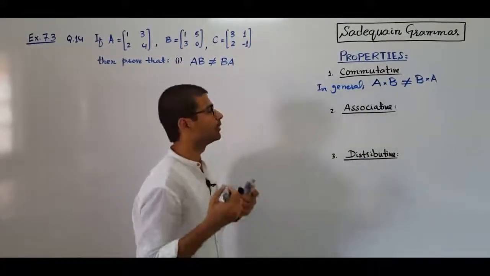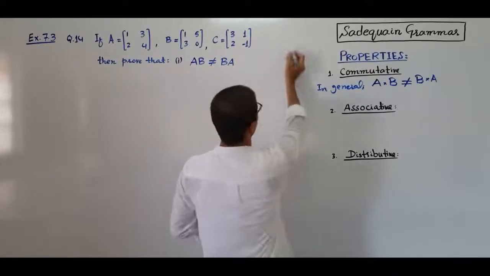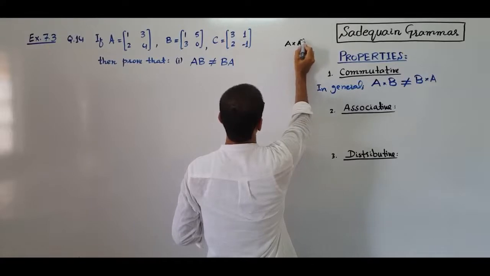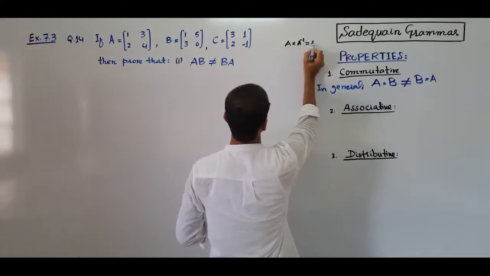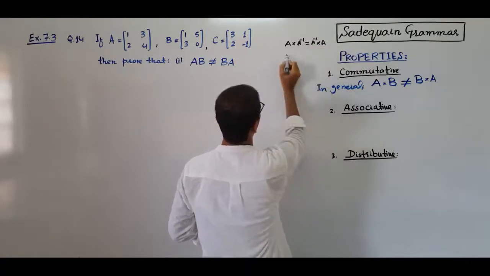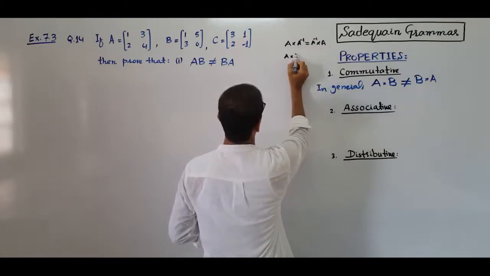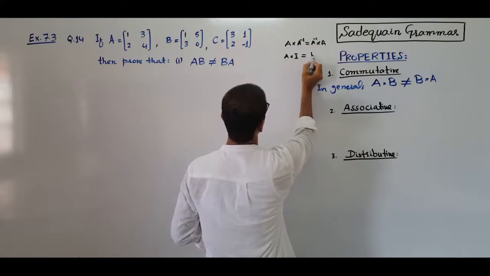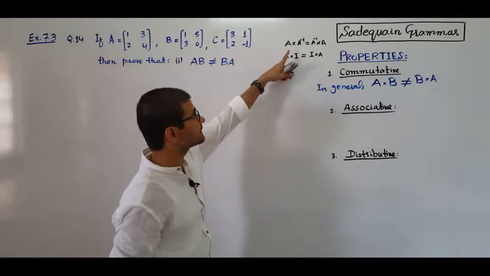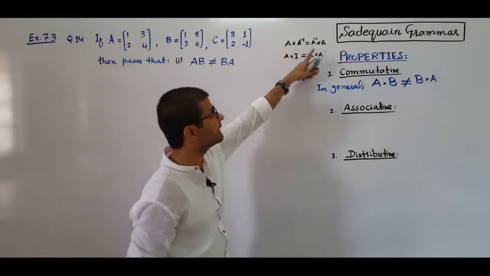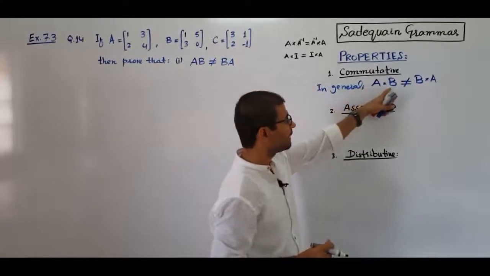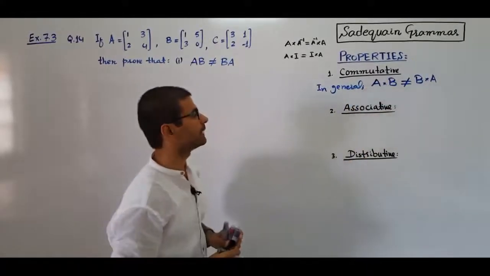In the next video, you will see if A multiplied by A inverse is equal to A inverse multiplied by A, or A multiplied by the identity matrix is equal to the identity matrix multiplied by A. In specific cases, you can change the order, but in general, A multiplied by B is not equal to B multiplied by A.